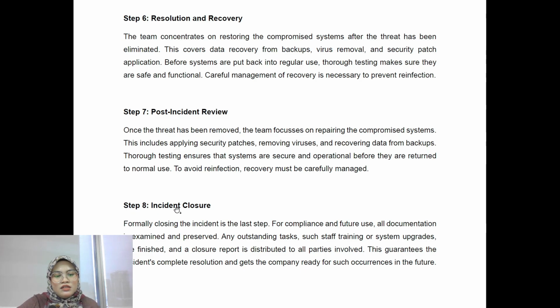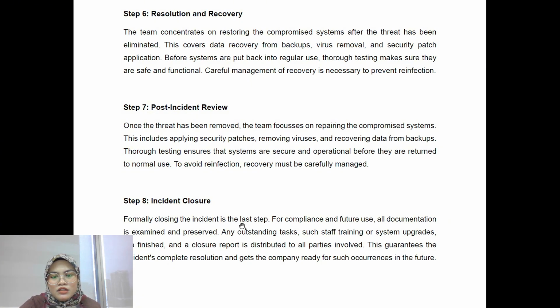So the last step is incident closure. Formally closing the incident is the last step. For compliance and future use, all documentation is examined and preserved. Any outstanding tasks such as staff training or system upgrades are finished, and a closure report is distributed to all parties involved. This guarantees the incident's complete resolution and gets the company ready for such occurrences in the future. So I think that's all of my part. I will give it to the next presenter.